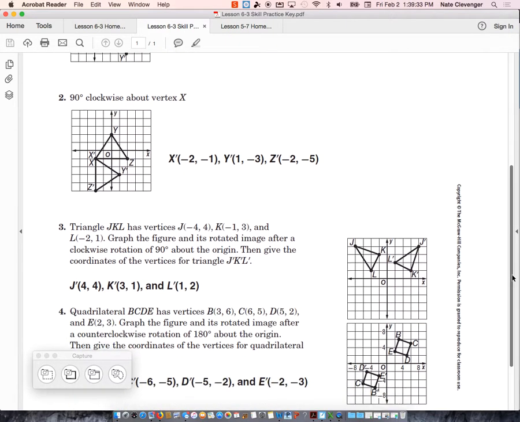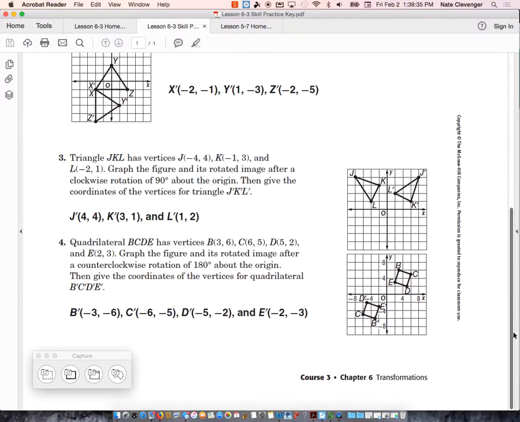Number 3 is worth 5 points. You have the pre-image on the left. You have the rotated image on the right. And the ordered pairs are 4, 4 for J prime, K prime is 3, 1, and L prime is 1, 2.